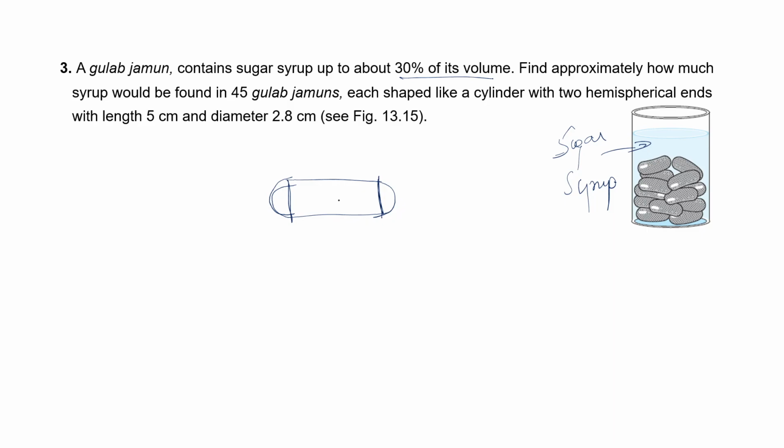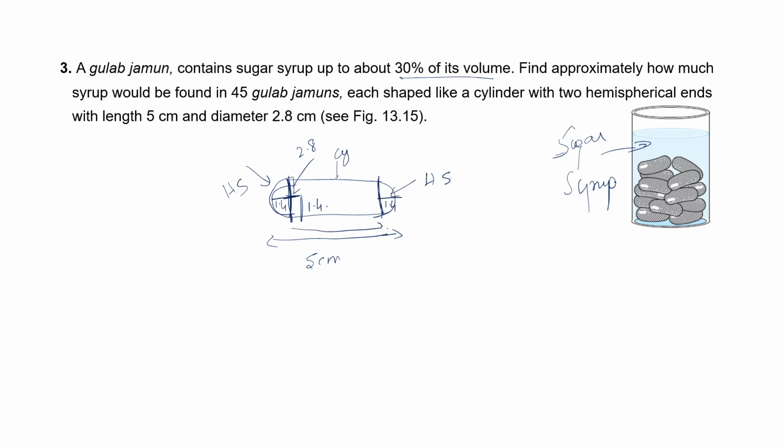If it is in this shape, that means it is a cylinder, and this is a hemisphere, and this is another hemisphere. This is going to be the shape, with two hemispherical ends, with length 5 centimeter. So the total length is given, 5 centimeter, and this diameter is given, 2.8. That means the radius will become 1.4. So radius is 1.4, which means this is also 1.4, this is also 1.4.